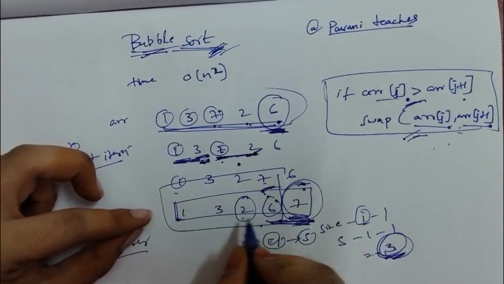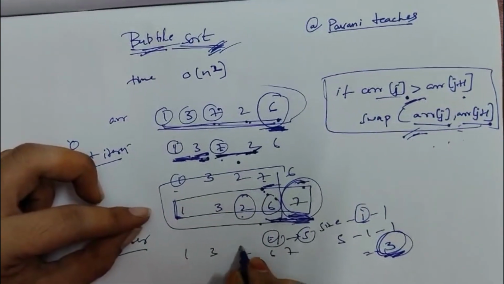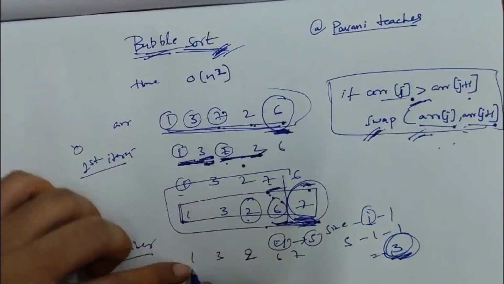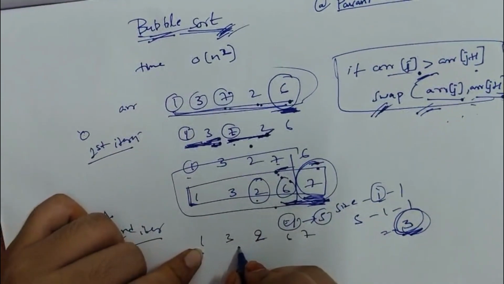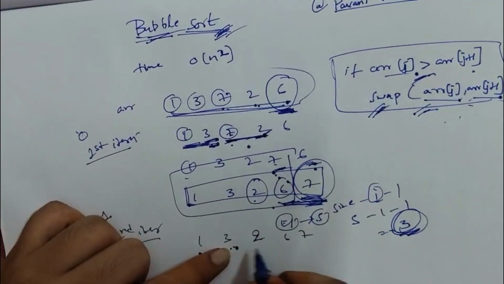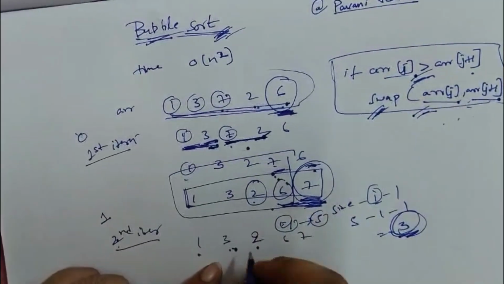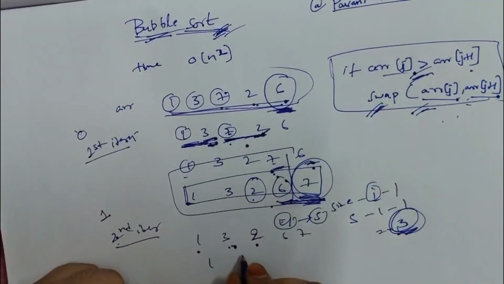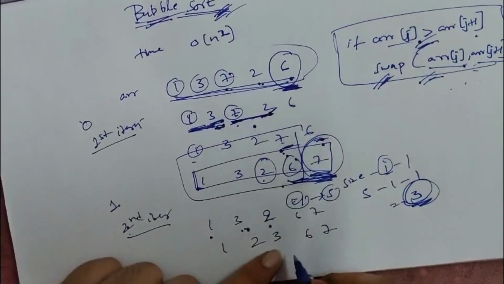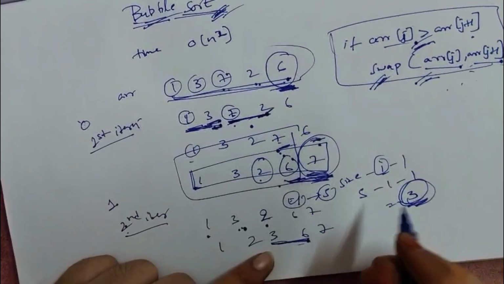The array is 1, 3, 2, 6, 7. Now we'll check with this condition. As 1 is smaller than 3, we will not swap anything. And again 3 will go further. Here 3 is greater than 2, so we'll swap these two. As the condition is true, the array will be 1, 2, 3, 6, 7. Then further we'll check 3 and 6. Here there is no need to change anything.